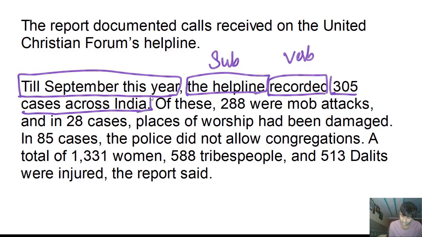305 cases across India. This is the object of the verb, right? The helpline recorded 305 cases across India. Now, the object again is a noun phrase. See how common noun phrases are.